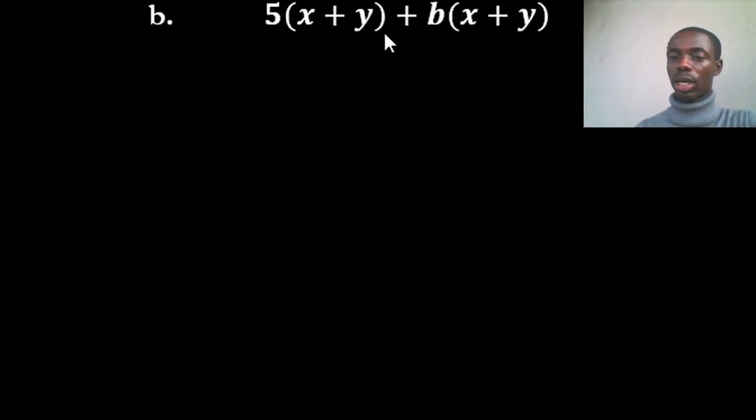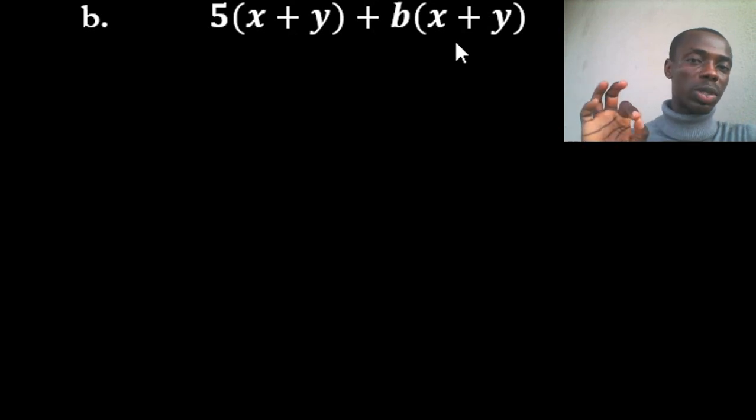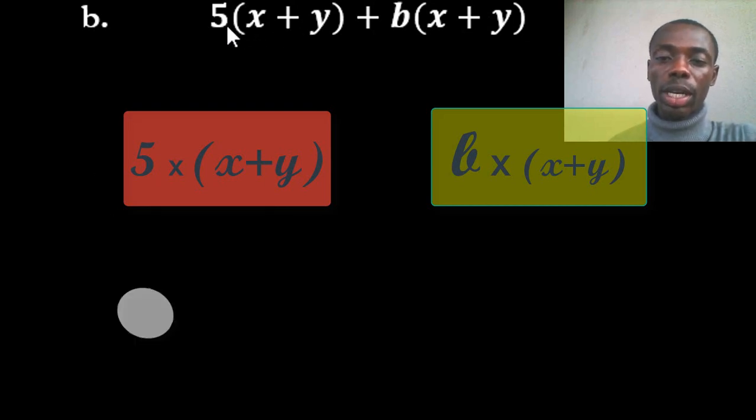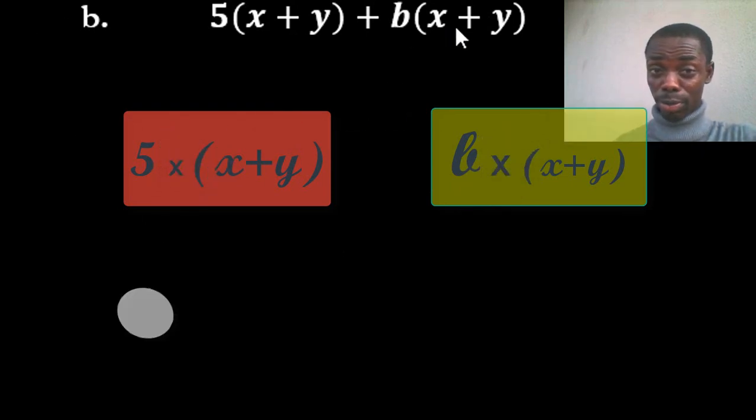Now example 2, here I'm having 5 into open bracket x plus y, close bracket, plus b into open bracket x plus y. I said you look at the number of terms based on the multiplication sign. So, if I may ask, how many multiplication signs do we have here? I think we have 2. There is a multiplication sign between 5 and this bracket, and there is another multiplication sign between b and this bracket. Yes, invisible. Of course, you should know they are multiplying.